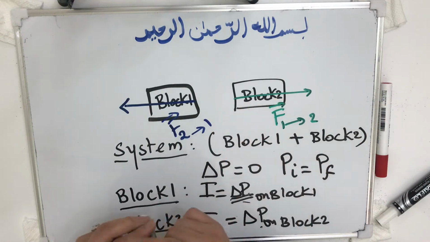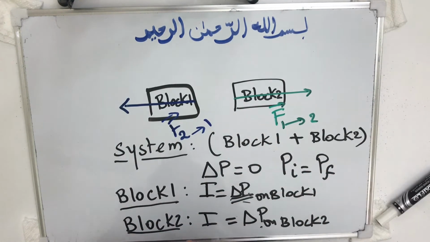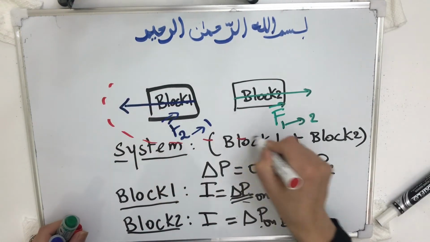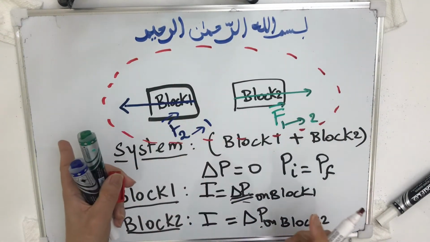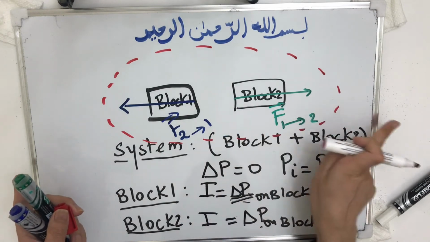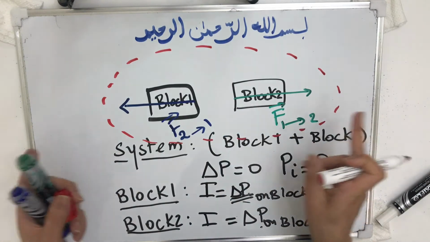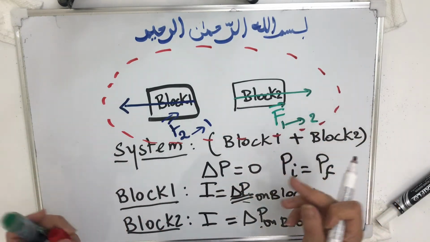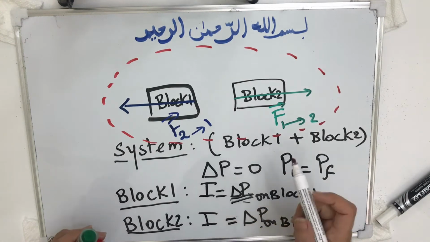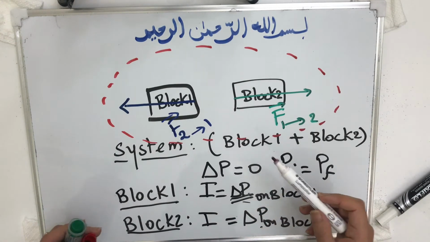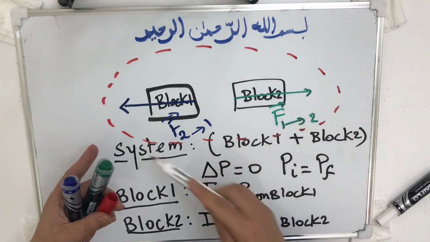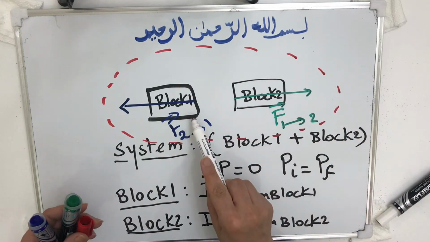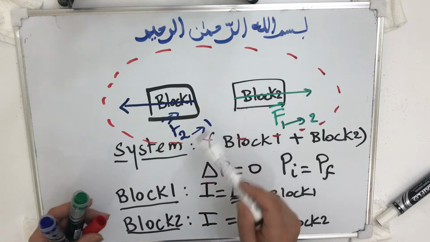So on block 1, you have a force. On block 2, you have a force. But if you consider the system consisting of block 1 plus block 2, this force here is going to the left, this force here is going to the right. The sum of these two forces is going to give you 0, and that's why the momentum is conserved, and that's why delta P equals 0 for the system consisting of block 1 and block 2.